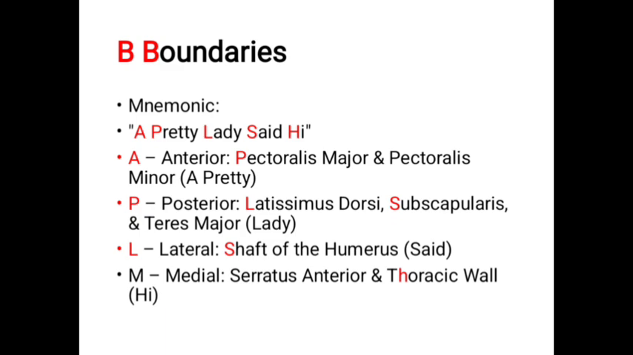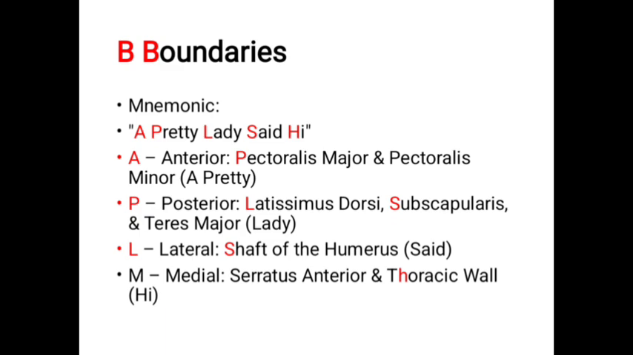I have a sentence that can help you remember the boundaries of the axilla. This sentence is: a pretty lady said hi. A pretty lady said hi. This sentence helps in two ways. It can help you know what forms the boundary, and it can help you know the particular boundary we are talking about, because A, P in pretty, L in lady, S in said, H in hi. A represents the anterior, P represents the posterior, L represents the lateral boundary.